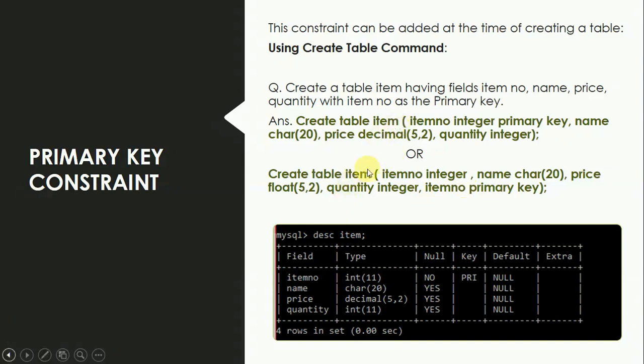So after creating the table, when we see the structure of the table using describe table name, the output will be like this. In this output you can see against item number the key is mentioned as primary and null has been given no. It means you cannot take null values in this column as it has now become a primary key of the table item. So null values are not allowed in this column and in the rest of the columns null values are allowed.